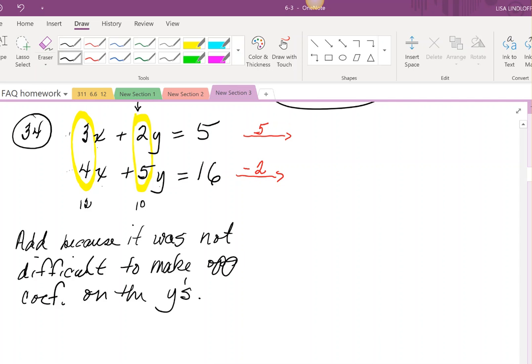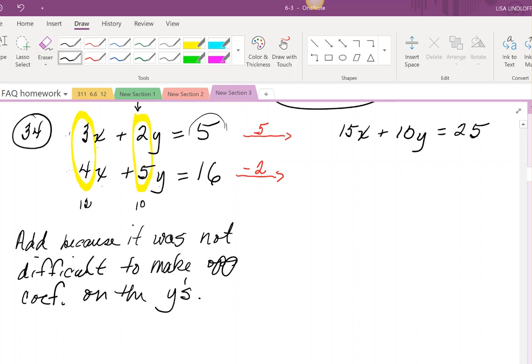So I'm going to multiply everything by 5. 3x times 5 is 15x. 2y times 5 is 10y. Don't forget 5 times 5 is 25. That is a super common mistake, to forget to multiply the constant, but don't forget it.